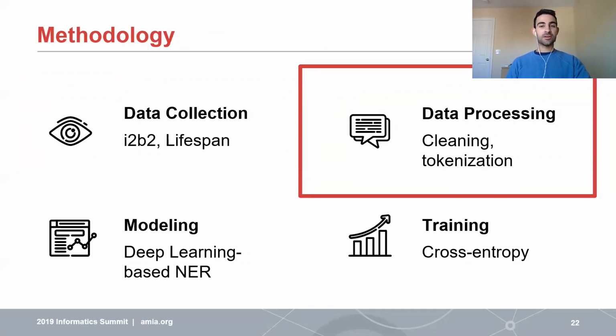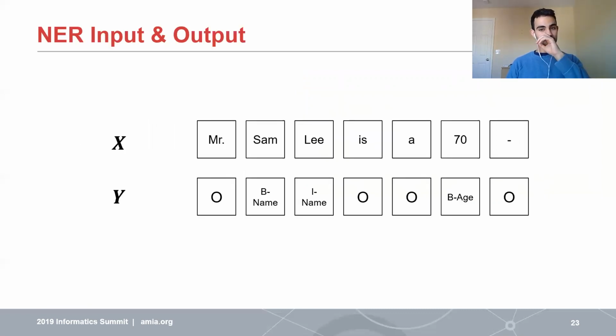The goal of this step was to take raw EHR data and convert it to a form that our NER systems could consume. Ultimately, what we wanted is an input and output that looks something like this, where you have an input sequence of tokens and an output sequence that assigns a tag to each input token.